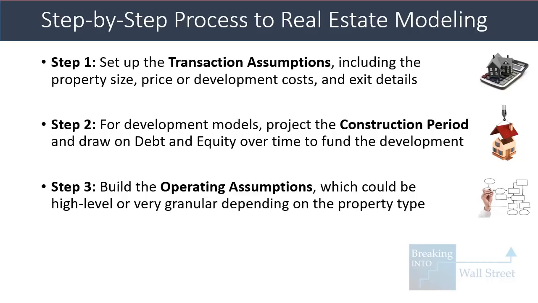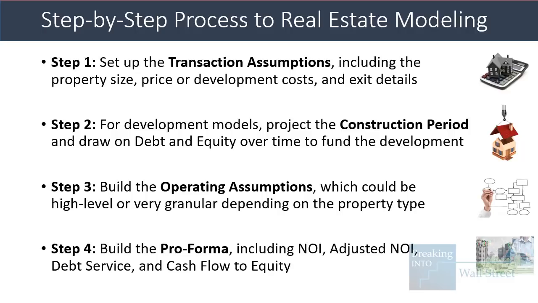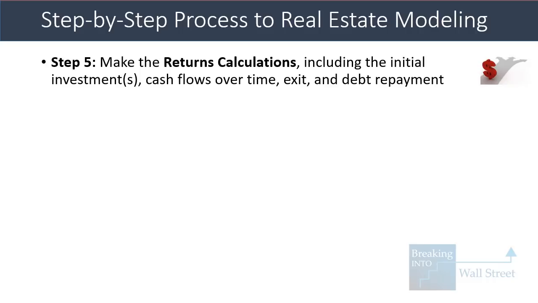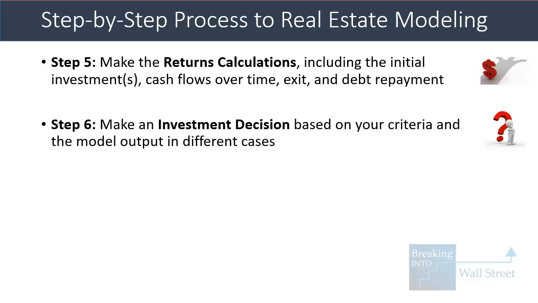Then for both development and acquisition models, you will build the operating assumptions, which could be very high level or very granular depending on the property type and the market that you're in. You'll use those assumptions to build the pro forma, which is like a combined income statement and cash flow statement for a property, and you'll go down to net operating income, adjusted net operating income, you'll project the debt service, the interest and debt principal repayments, and then you'll get to the cash flow to equity at the bottom. Then you'll calculate the returns, including the initial upfront investment, the cash flows generated over time, the exit and the debt repayment upon exit. And then in step 6, you will make an investment decision based on your criteria and the model output in different cases.